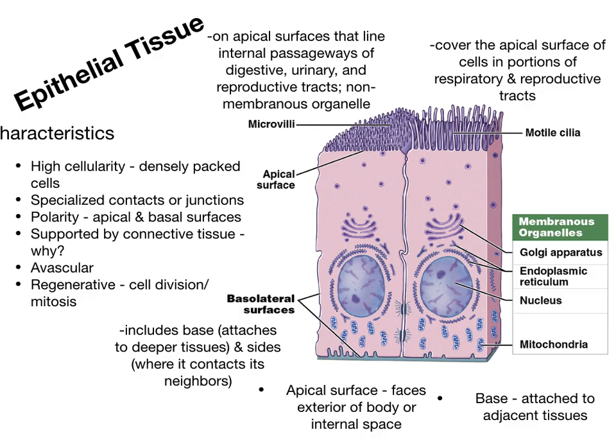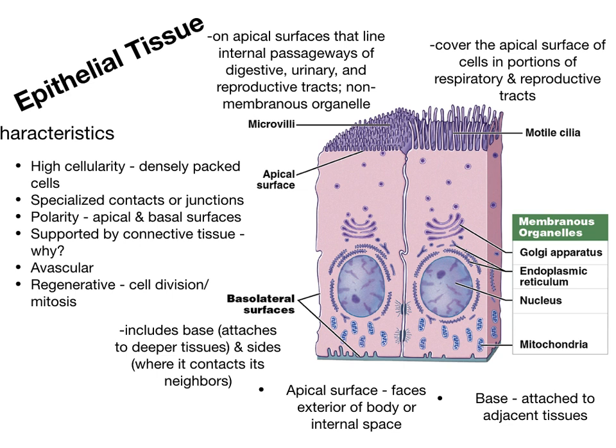If there are holes or gaps in between each of these cells, anything can slide in and out whenever it wants to. So we don't want that to happen. We want these cells really, really tight together. They have specialized contacts or junctions. They have polarity, which is an apical and a basal surface, and they're supported by connective tissue.